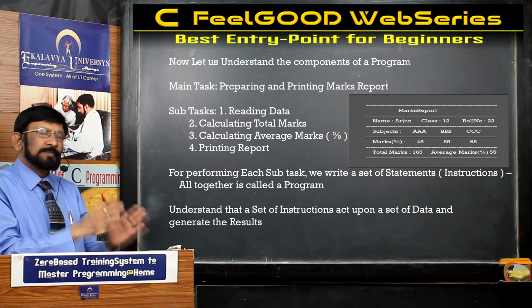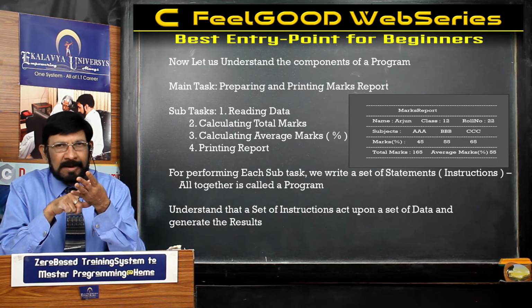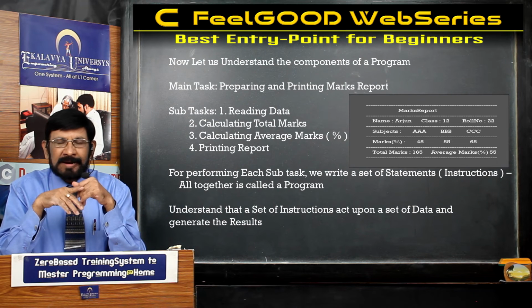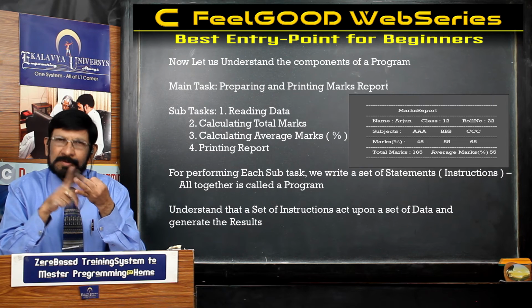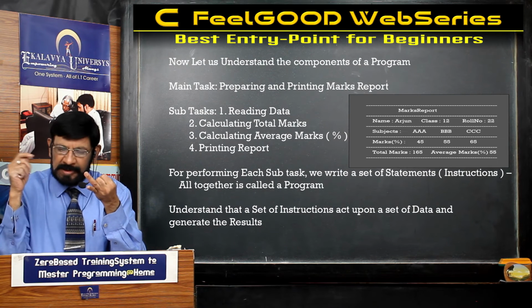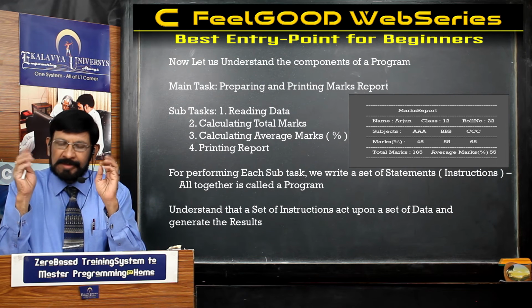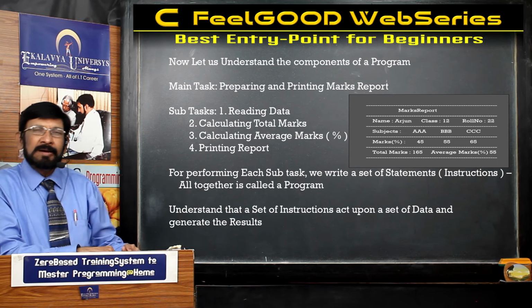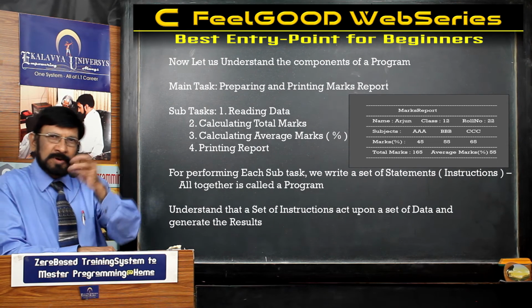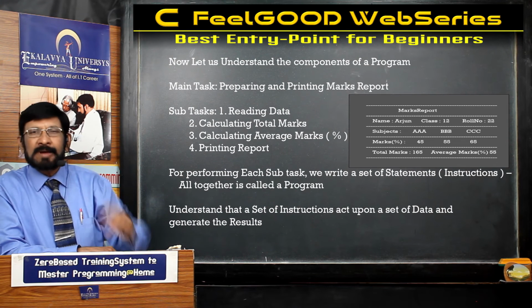Okay. So if you analyze the subtasks, there are four subtasks. One is reading marks. Now we enter data. Which data do you enter? Student name, student class number, student roll number. There are three papers here, marks in three papers. Totally 6 data items we are entering through the keyboard. That process is called reading, and our program takes the data and stores it in computer memory.